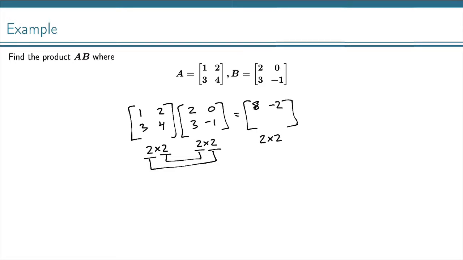Now down here, this is the second row and first column. So I use my second row and first column. 3 times 2 plus 4 times 3 is 6 plus 12, which is 18.